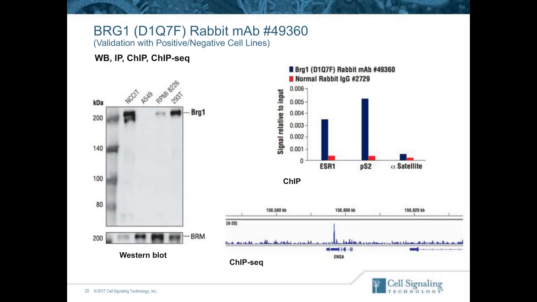Now with BRG1, we know from mRNA expression data that A549 cells do not express BRG1. As Segal pointed out, BRM is a paralog of BRG1 that's highly homologous in sequence to BRG1, and BRM is expressed in these A549 cells. So we know since our BRG1 antibody does not detect a band in these cells that it's not cross-reacting with BRM, and so we know this antibody is specific to BRG1.